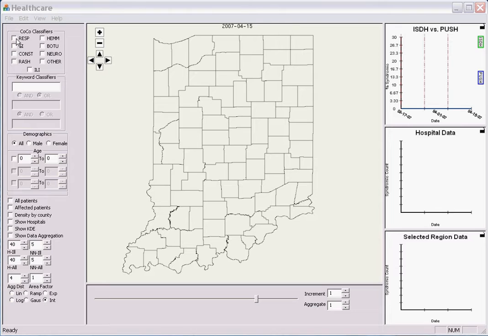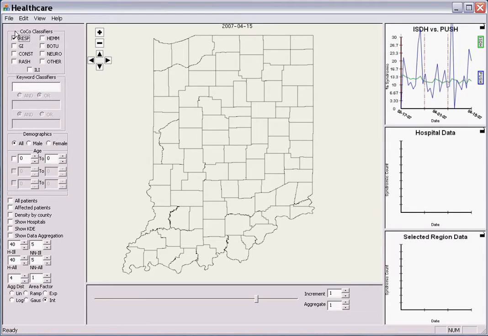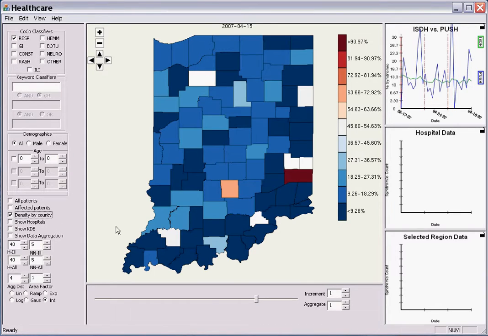Here we demonstrate a typical hypothesis testing phase for analyzing syndromic hotspots. First, the user selects the syndrome of interest, in this case respiratory syndromes. Typically, the patient distribution is shown as a percentage of the number of patients with a given syndrome over the total patients seen aggregated over some spatial area, usually by county or zip code, as shown here.